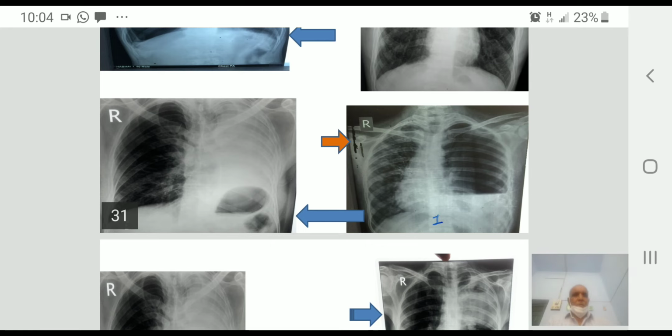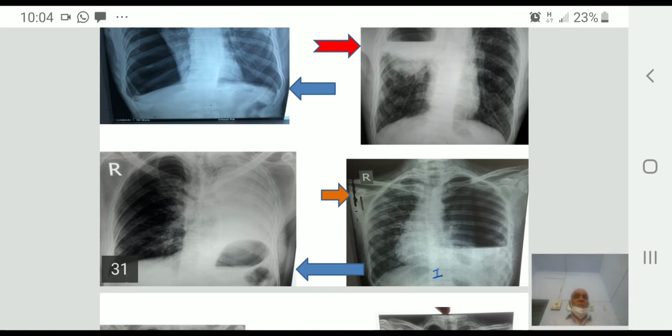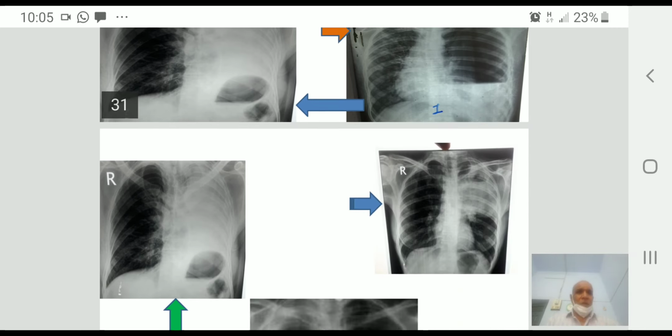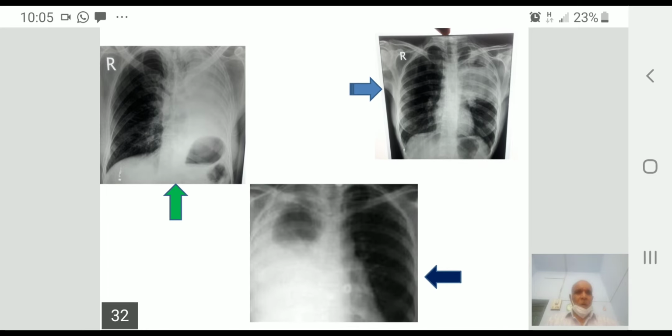So red arrow shows lung abscess, blue arrow shows right pneumothorax, blue arrow shows the collapse of left lung. Small red arrow shows pneumothorax. Repeat.